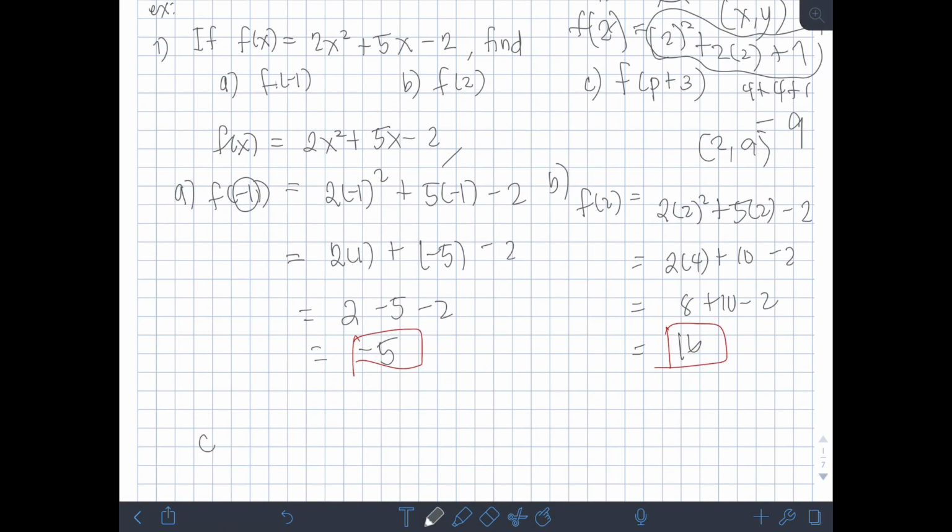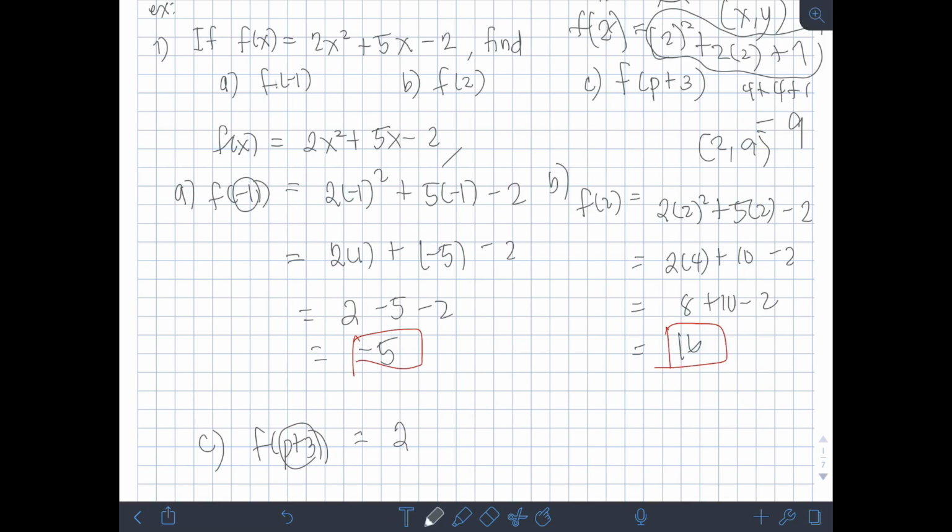Next, for C, we have f of p plus 3. So this time, hindi lang number yung isa-substitute natin, but also with a variable p. Actually, binomial siya. So pwede pa rin yun. Yun yung actual na value na isa-substitute nyo dun sa x ng function.